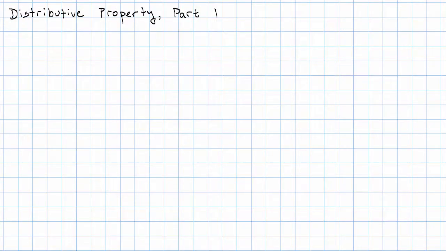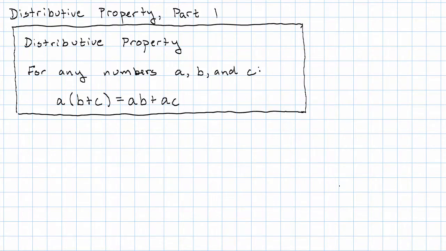The most complicated property of the operations of arithmetic that we meet is called the distributive property. And the reason that it's complicated is that it deals with mixing addition and multiplication. We just call it the distributive property, but it applies to a specific mixture of addition and multiplication. Specifically, for any three numbers, a times (b plus c) is equal to a times b plus a times c.